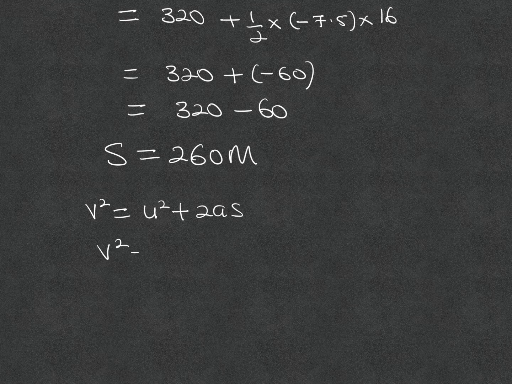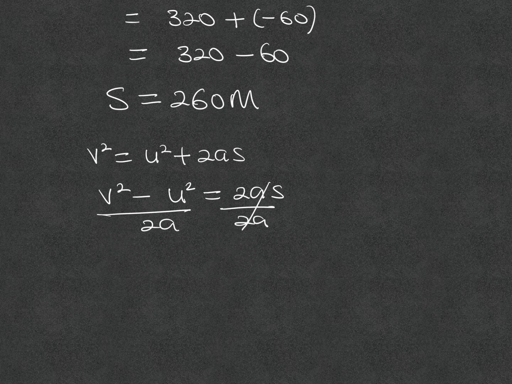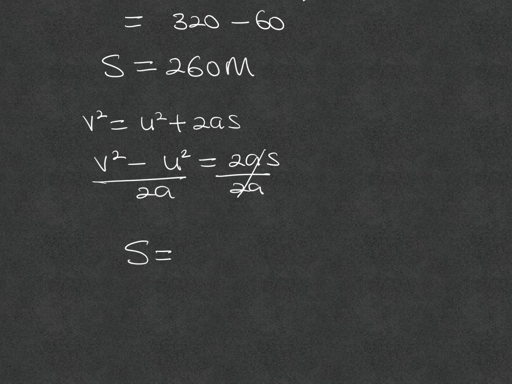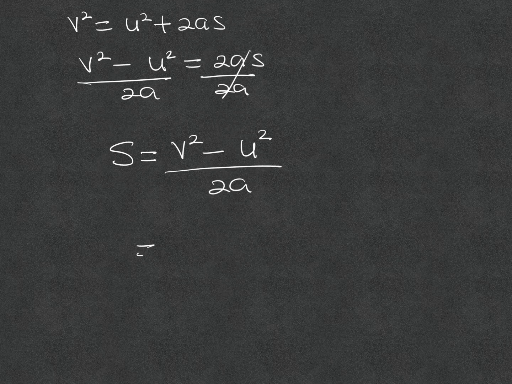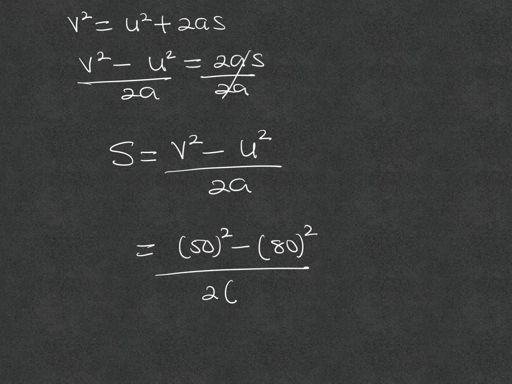Alternatively, we can use v squared is equal to u squared plus 2as. Then v squared minus u squared is equal to 2as. We divide both sides by 2a to make s the subject of the formula. So therefore s is equal to v squared minus u squared all over 2a. So the final velocity is 50 squared minus the initial velocity 80 squared, divided by 2 times the acceleration, which is negative 7.5.